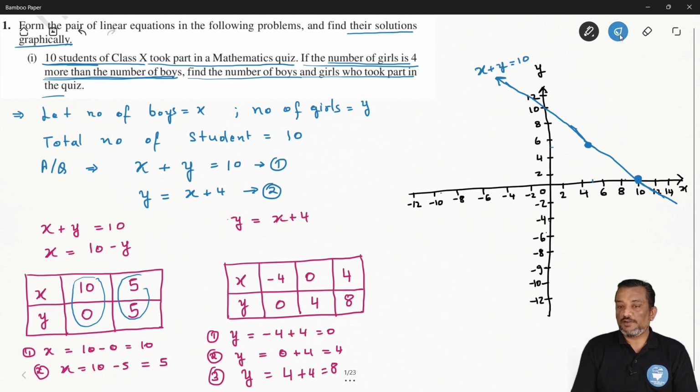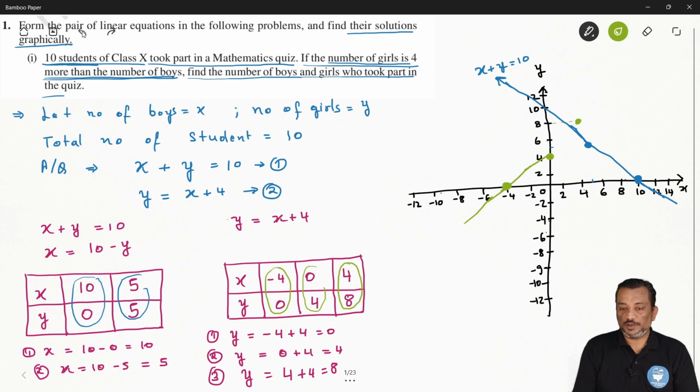Okay, now same way अब हम लोग सेकेंड इक्वेशन को रिप्रेजेंट करेंगे. तो सेकेंड में हमारा फर्स्ट कोऑर्डिनेट क्या दिया हुआ है, x is equal to -4, y is equal to 0. So this is your first coordinate. Now second में आपका x is equal to 0, y is equal to 4. So which means this one. Okay, now third one, x is equal to 4, y is equal to 8. So it will come somewhere here. Okay, so you can now join all these 3 points with the help of a ruler.